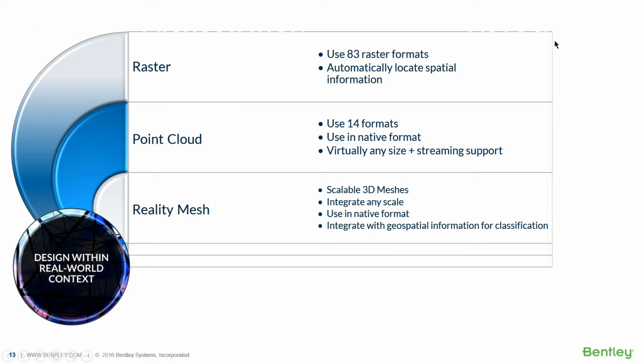So really the innovations here in our workflows is to provide even more capabilities with our adjunct tools like raster, point clouds, and reality meshes. So 83 formats, 14 formats for point clouds. We also now handle scalable 3D meshes, which means as you zoom in, you see more detail. As you zoom out, you see less detail. So it's all being handled through a streaming service.